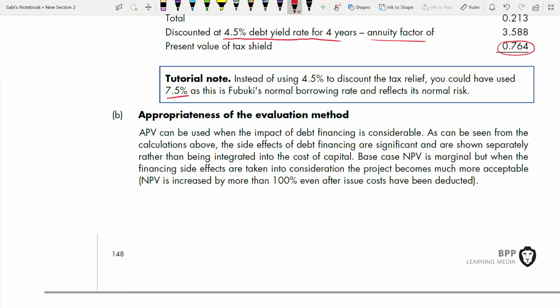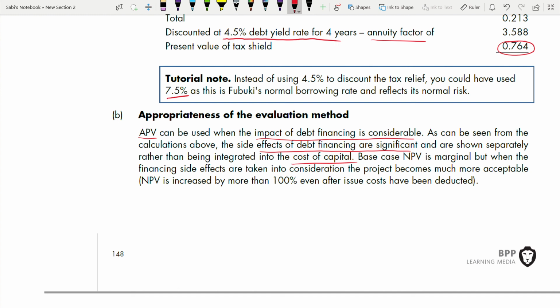Appropriateness of the evaluation method. That means we have to talk about APV, how suitable it is. APV can be used. In the exam, you can write APV. No need to write adjusted present value. You can write APV. It is understood. APV can be used when the impact of the debt financing is considerable. When the impact of debt finance is considerable, that time APV is more suitable, as can be seen from the calculations above. Refer to your calculations always. The side effects of debt financing are significant and are shown separately rather than being integrated into the cost of capital. You didn't integrate it into the cost of capital, you showed it separately.